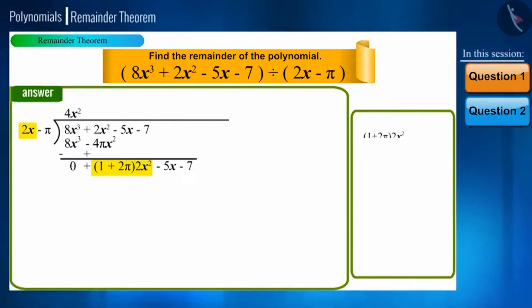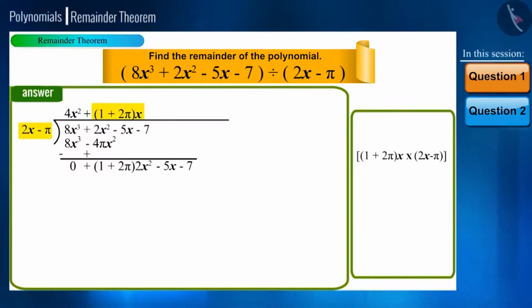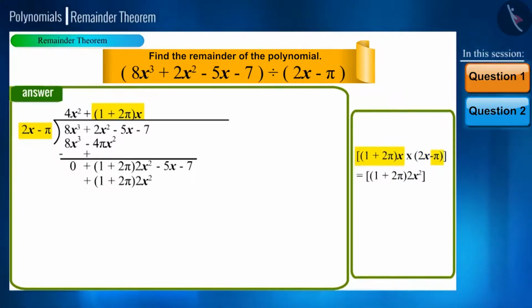Now again, divide 1 plus 2pi multiplied by 2x squared by 2x and see what we will get. We will get 1 plus 2pi multiplied by x, which we will write in the quotient place and multiply it with the divisor. When we multiply 1 plus 2pi multiplied by x with 2x, we will get 1 plus 2pi multiplied by 2x squared, and on multiplying 1 plus 2pi multiplied by x with minus pi, we will get minus pi plus 2pi squared multiplied by x.